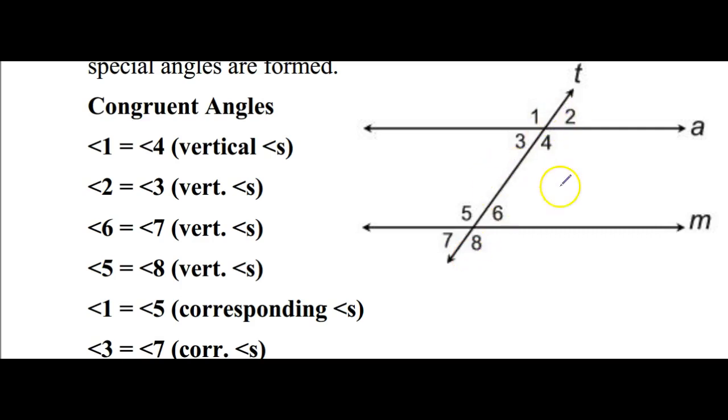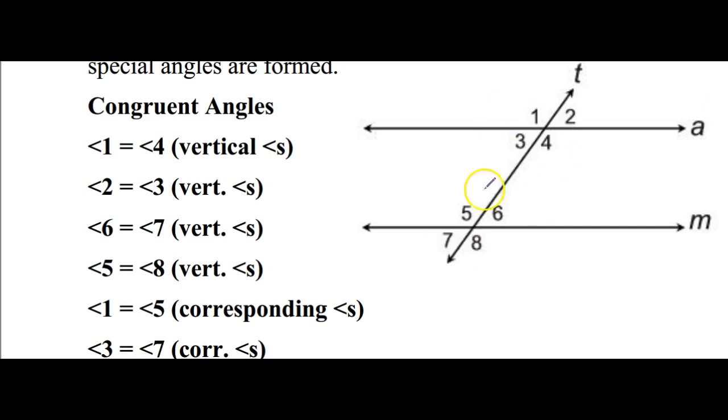Then alternate interior. Interior is inside the parallel lines. They are blocked by the two parallel lines, and they are alternate. They alternate about the transversal, on the other side of the transversal, like 3 and 6. 3 is on the left side of the transversal, 6 on the right side. So they are alternate interior. They are congruent as well. And then 4 and 5 is the other alternate interior. Alternate exterior: 2 and 7, and 1 and 8.